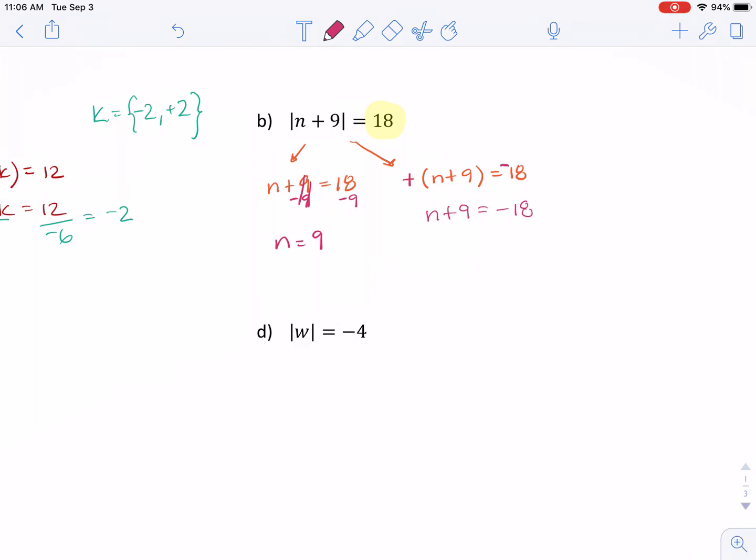If we want to solve this problem, we need to do the opposite of plus 9, and the opposite of adding 9 is subtracting 9. So let's subtract 9 from both sides. And now we get n is equal to negative 27.